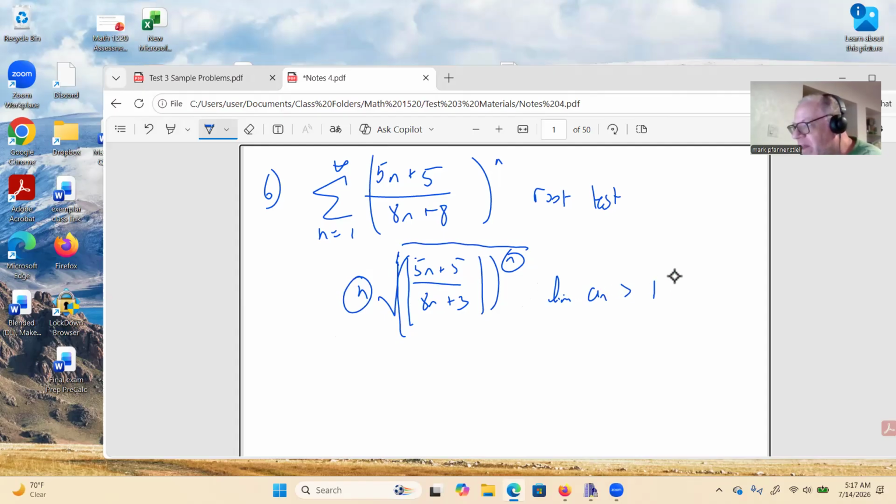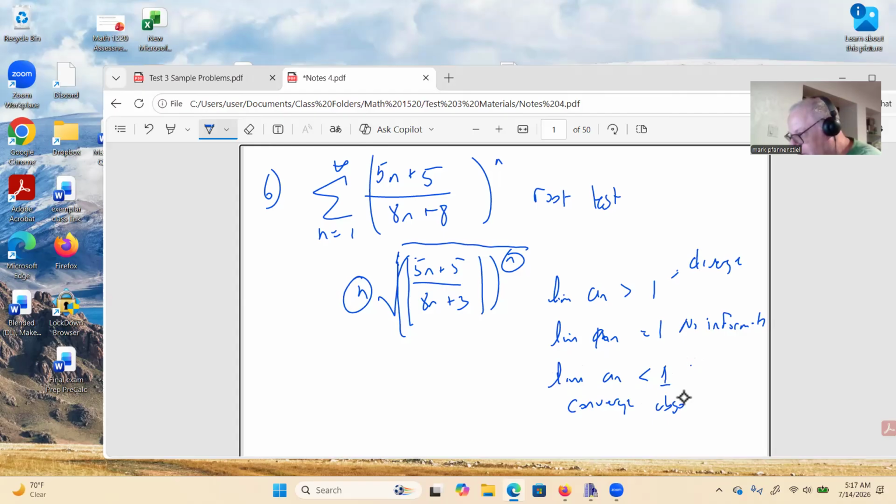If this is greater than 1, then we're going to diverge. If the limit of your a sub n's is equal to 1, then we have an indeterminate test. The test fails. We don't get any information out of it, so you have to use a different test or a different method. If the limit of a sub n is less than 1, then we know that the series converges, and since we have to use absolute value, it converges absolutely. Which just means the absolute value of this thing converges, and that's most of what we care about. So that's what we're dealing with.